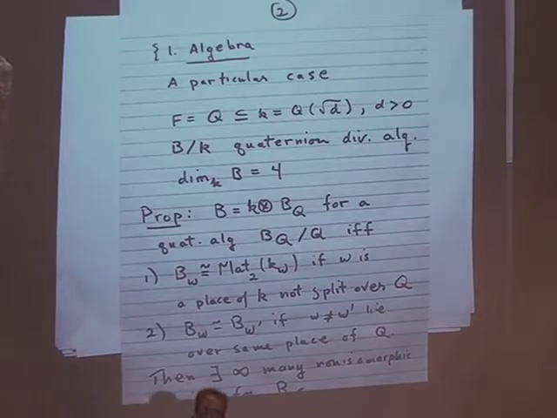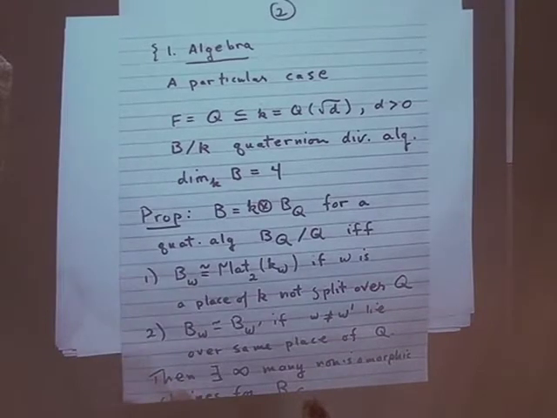Now, one question is, if you take such a division algebra over a real quadratic field, when does it come from a division algebra over Q? When is it a base change of something over Q? And there's a very simple answer to this that comes from the theory of the Brauer group.